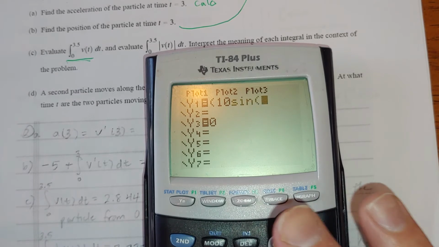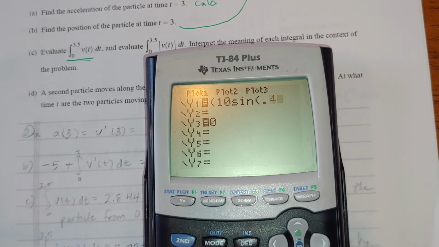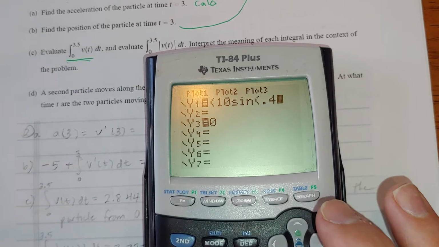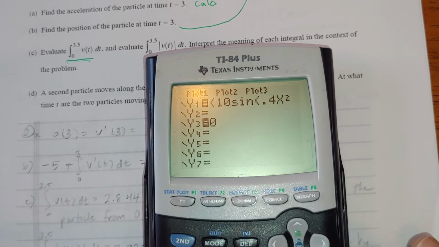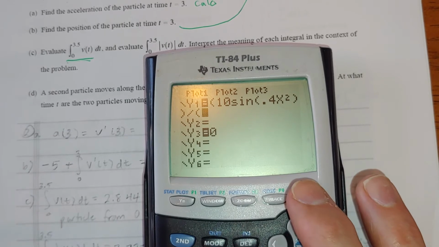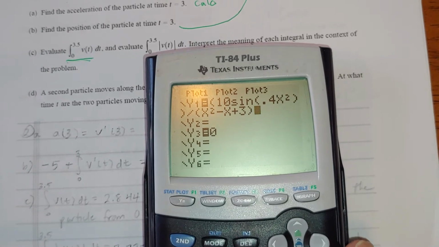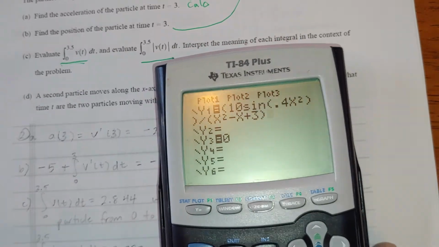sine. Of course, make sure you are always in radian mode for calculus. 0.4 x squared. Make sure you put the square on the x, not on the parenthesis, and close that parenthesis for the numerator. Divided by parenthesis for the denominator, x squared minus x plus 3, close that parenthesis. Okay, so I have the function in there. I don't think I'm going to put anything else in there right now.